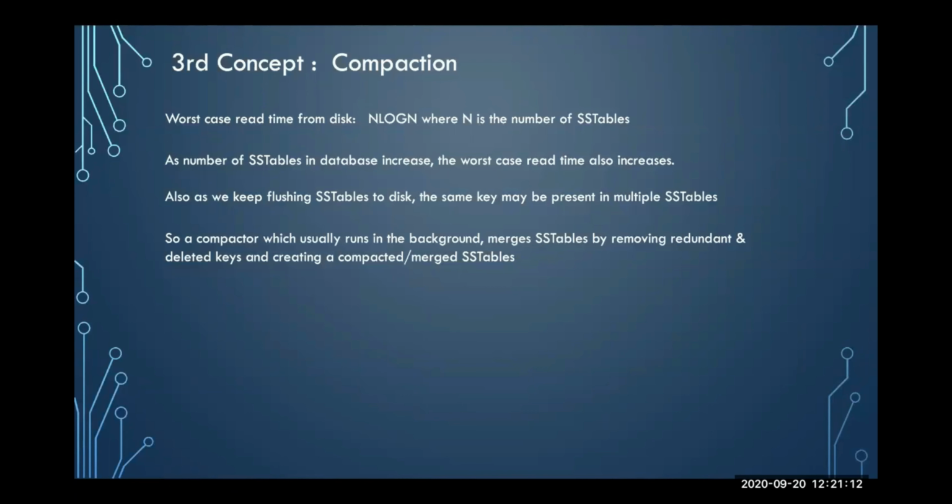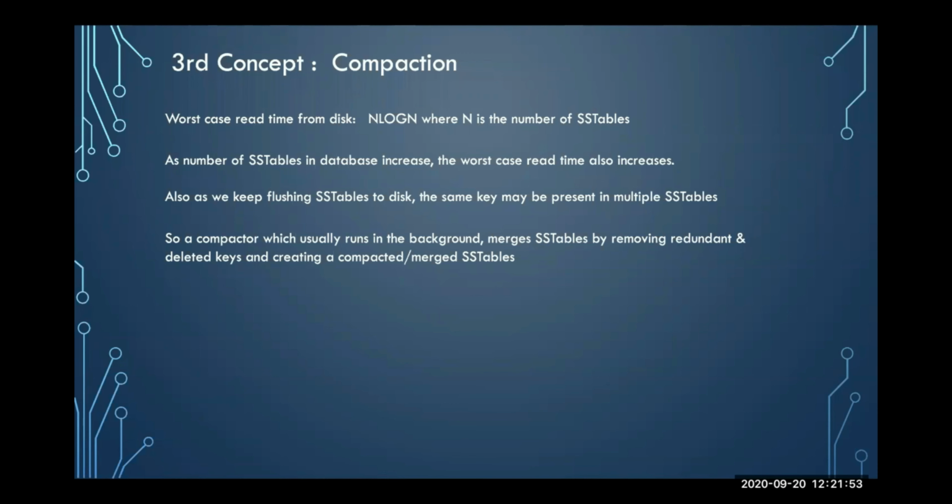So the worst case read time from the disk is n log n, where n is the number of SS tables, because we'll have to search each SS table for a key and we'll return it whenever we find that key. But as the number of SS tables increases and more writes are coming into our database, the worst case read time also increases. And also, as we keep flushing the SS tables to the disk, the number of redundant or extra keys will also keep increasing. As in our previous example, the key Walter was present in two SS tables.